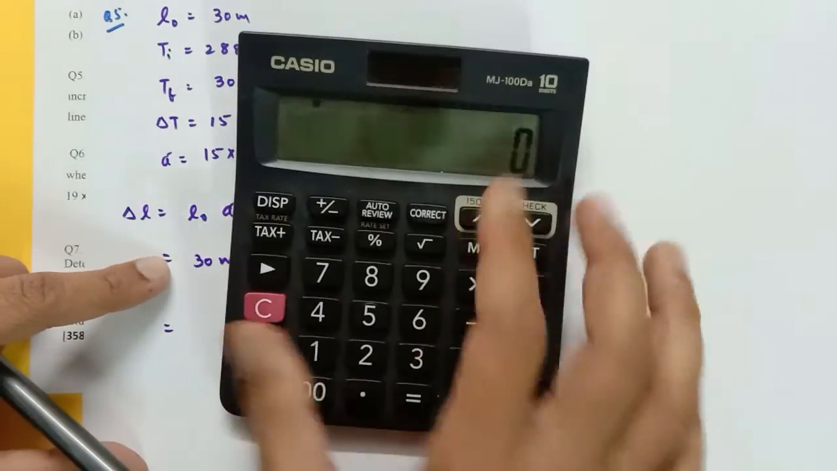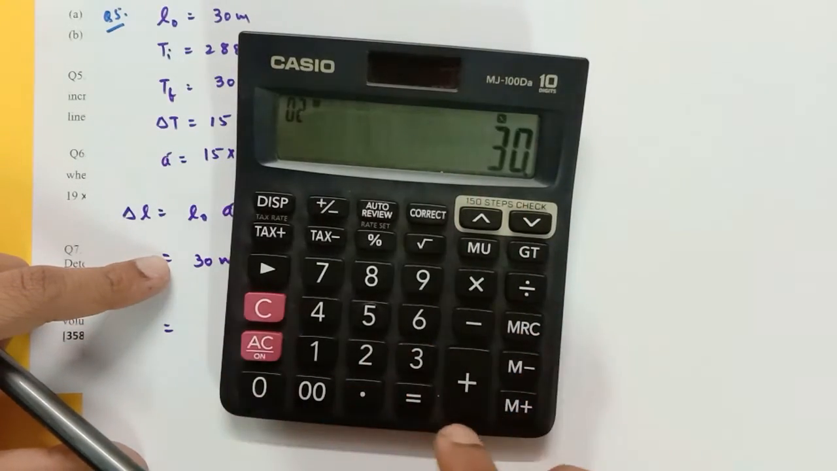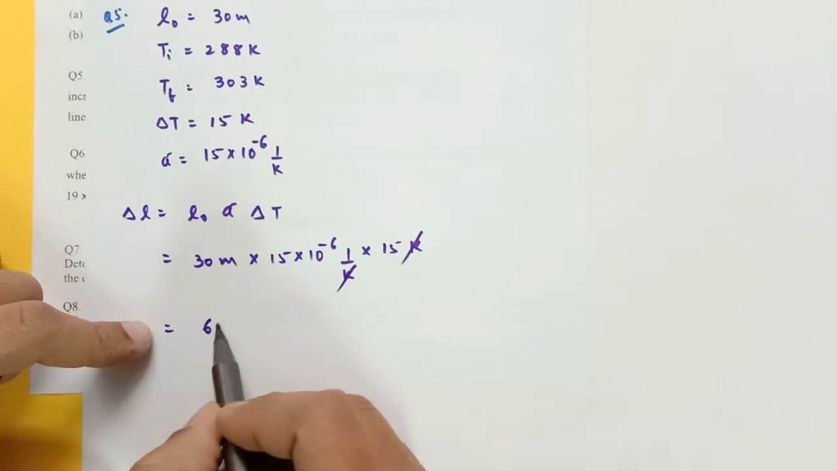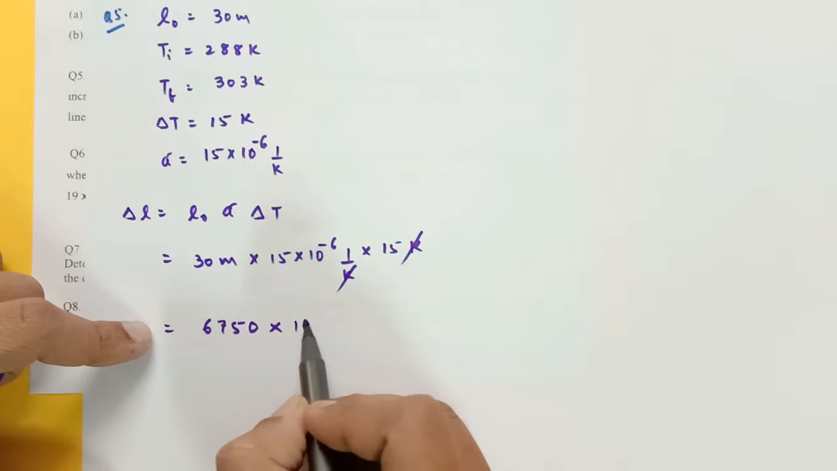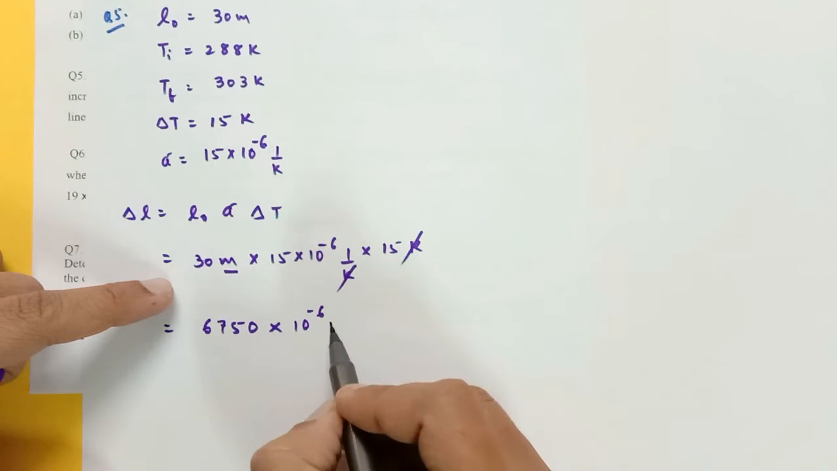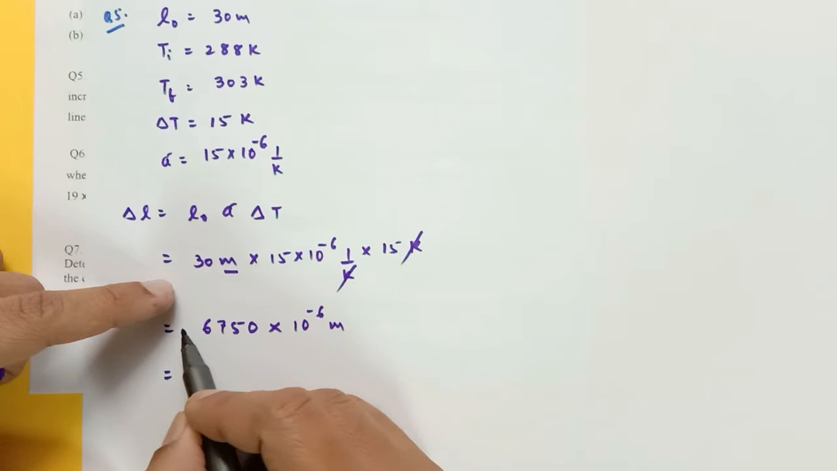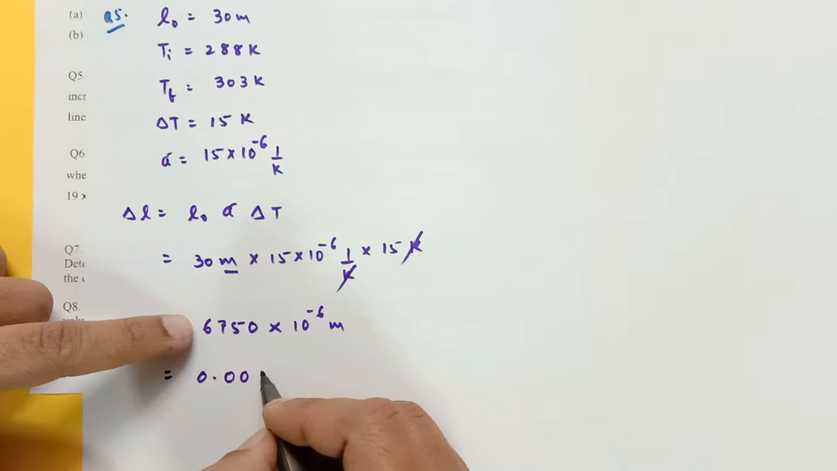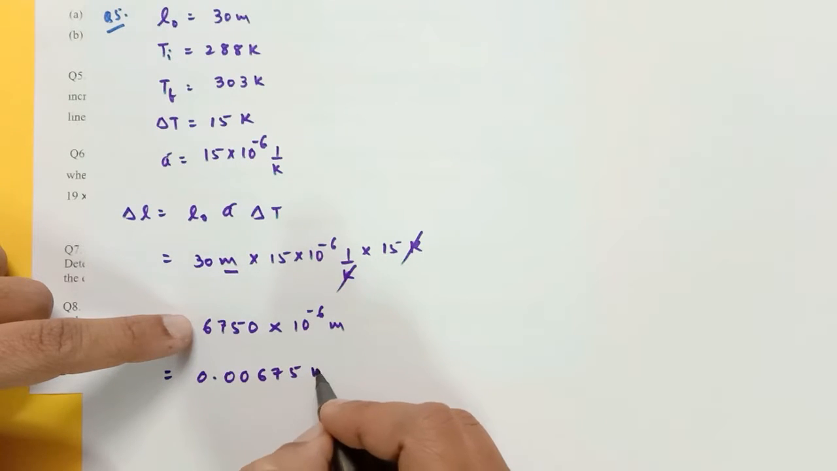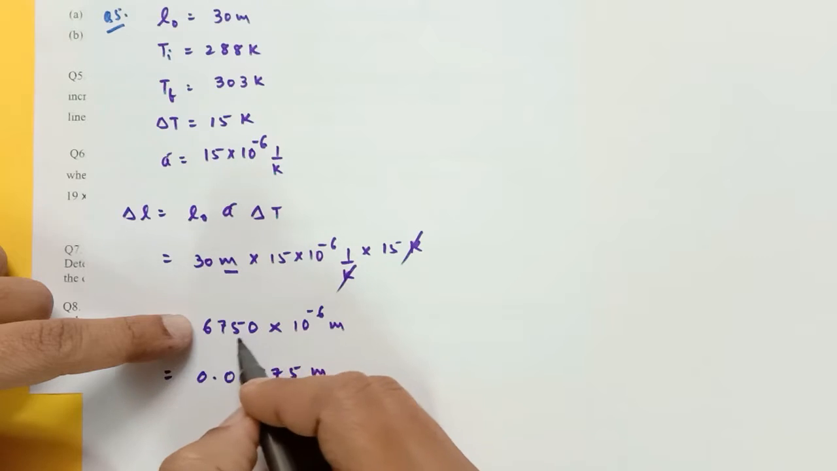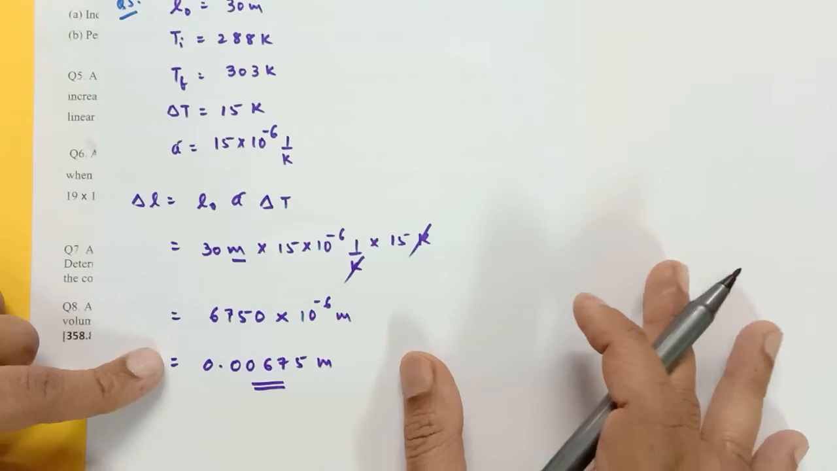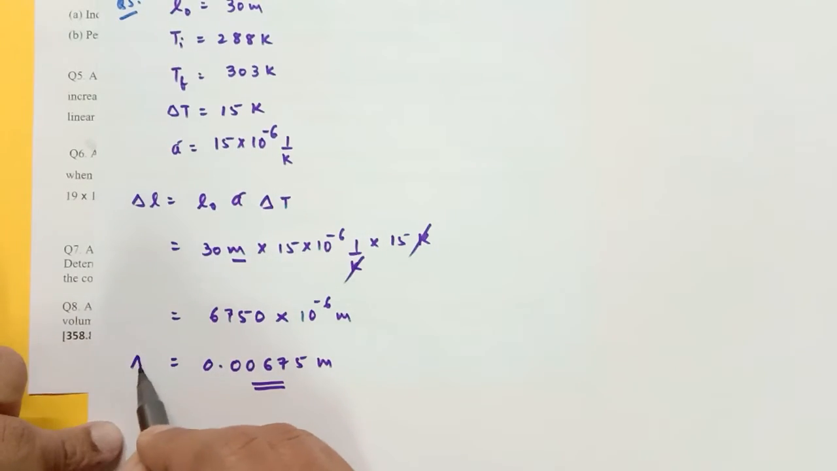15 15s are 225. So 225 multiplied by 30 is 6750. So 6750 multiplied by 10 raised to minus 6, and the only unit left is meter. So 4 zeros from here would be striked out. So 0.00675 meter would be my answer, because 4 zeros from here and another 2 zeros would be added, and only then I can remove these 6 zeros, correct? So my answer delta L is this. Now let's move on to the next problem.